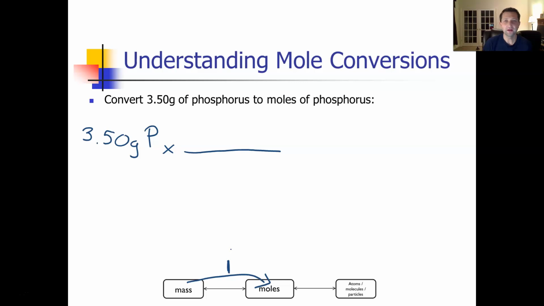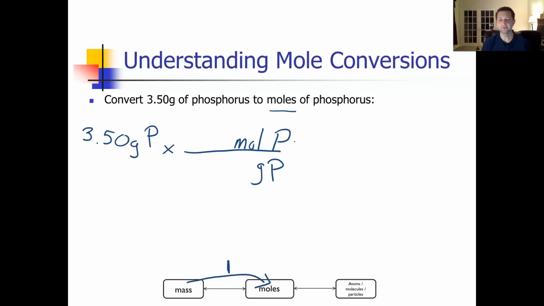Okay, so nothing too rigorous so far. Use your factor label rules. You want to cancel out what? You want to cancel out grams of phosphorus. Where does it go if you want to cancel it out? It's going to be on the bottom. Okay? I want to convert into moles. All right, so I'm going to put moles on top.